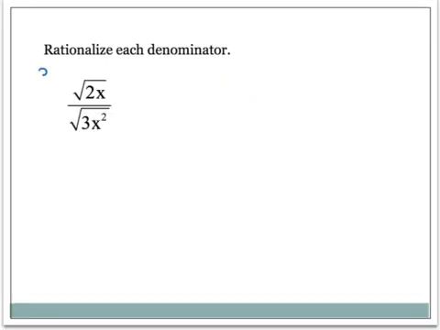Okay, let's try example 3. We have the square root of 2x divided by the square root of 3x squared. So we need to get rid of this 3x squared right here. And if you're thinking we need to square it, you are correct. So in order to square it, I'm going to multiply both the top and the bottom by the square root of 3x squared. Okay, that's as far as I'm going to go for right now.